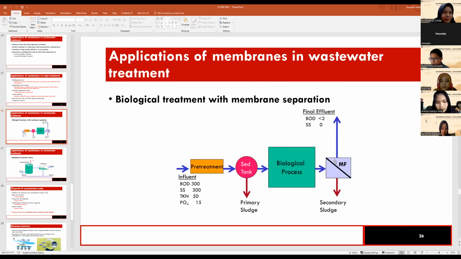But in the case of the sedimentation tank here, I can say that this can be eliminated as a pre-treatment for the wastewater prior to the biological process using membrane technology. So we can put MF and UF here, and we can proceed with the biological process. Does that answer your question?